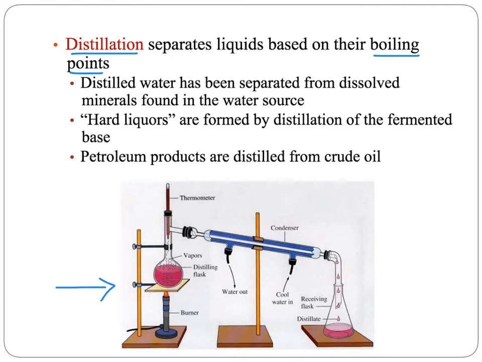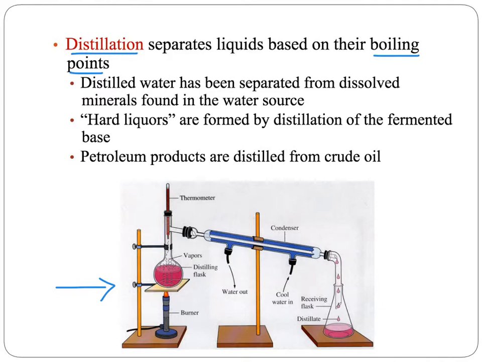It has a higher alcohol content because alcohol has a lower boiling point than water, so it will go through the process sooner. And most of our petroleum products are actually distilled from crude oil. So gasoline boils off at a certain temperature, kerosene at another, and that's how we separate them.